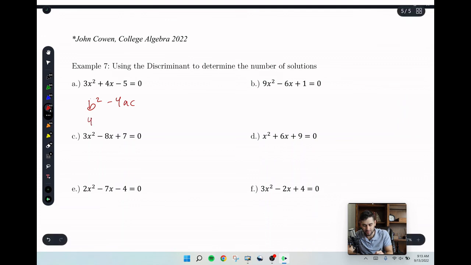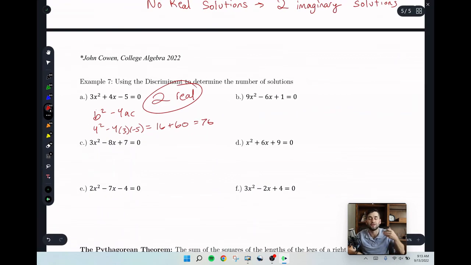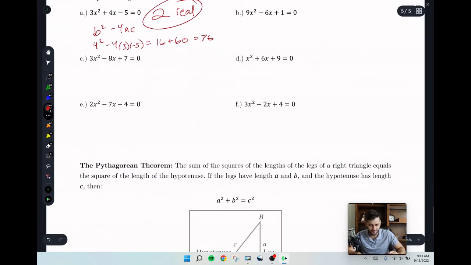So you got 4 squared minus 4 times 3 times negative 5, which is going to be 16 plus 60, which is 76, a positive number. So there's 2 real solutions, that would be our answer there. That's a kind of easier section. If you can do the quadratic formula, you can definitely do that.